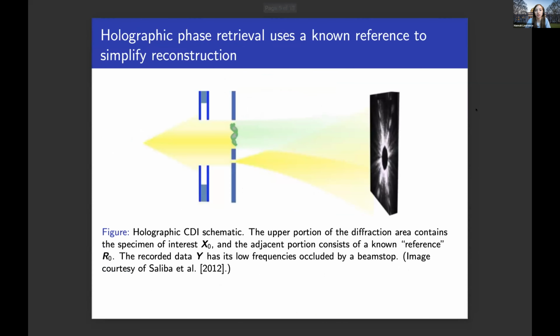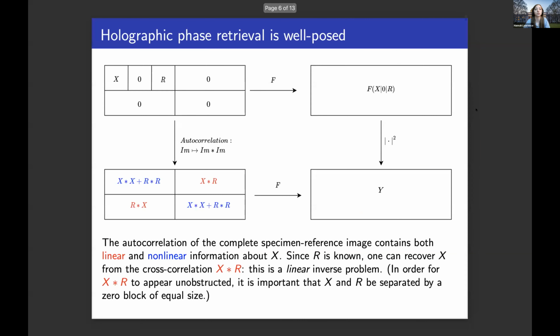And the experimental answer to that is to change the setup so that you get a slightly better posed problem. That's where holographic phase retrieval comes in, and the idea is pretty simple. You place a known reference object next to the unknown sample and try to use the interference between the two objects' diffraction patterns to simplify recovery for yourself. Mathematically, it's pretty fast to see that this is well posed.